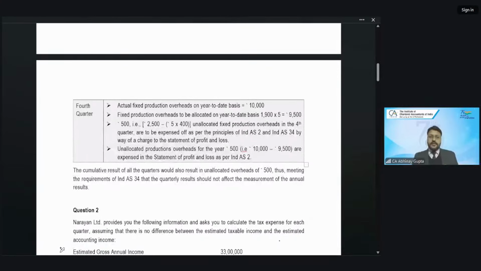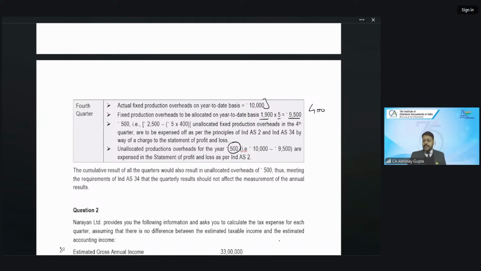And in the fourth quarter, total production overhead amount becomes 10,000 and we have produced 400 units. So total units are 1,500 plus 400, 1,900 into 5, 9,500. Then 500 will again be charged to the P&L because it is an under recovery.